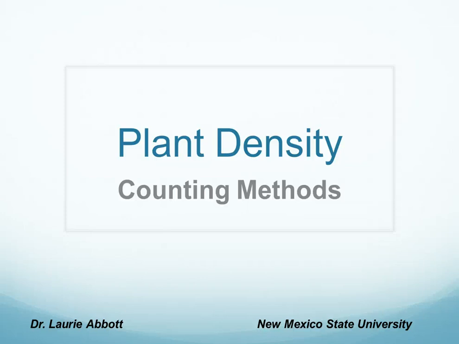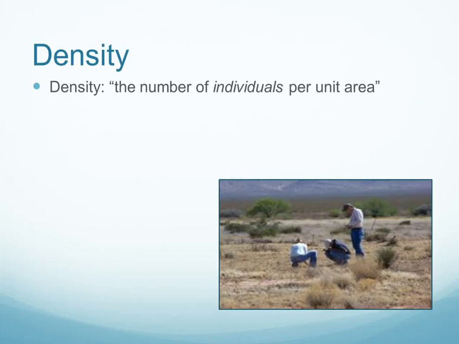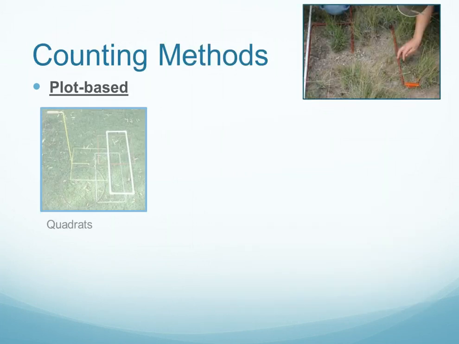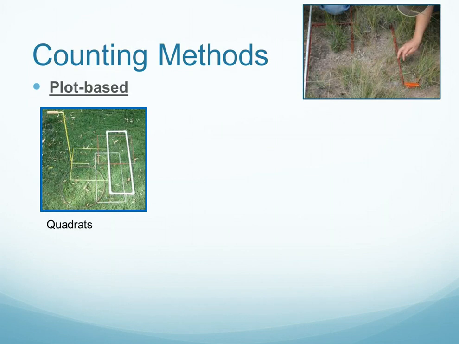Plant density, counting methods. Density is defined as the number of individuals per unit area. Density reflects the closeness of individuals to one another, and counting methods are among the most commonly used approaches to estimating density. Counting methods are plot-based, meaning that they occur in areas that have edges. Common types of plots are quadrats or frames.